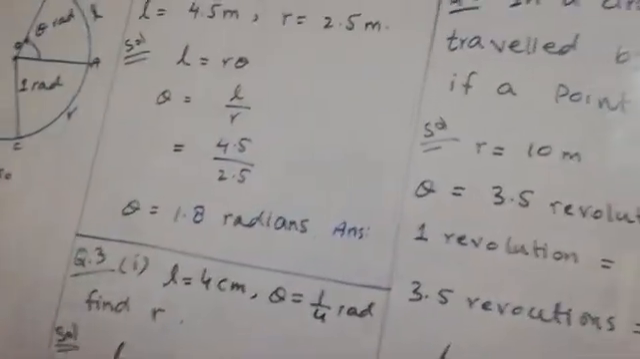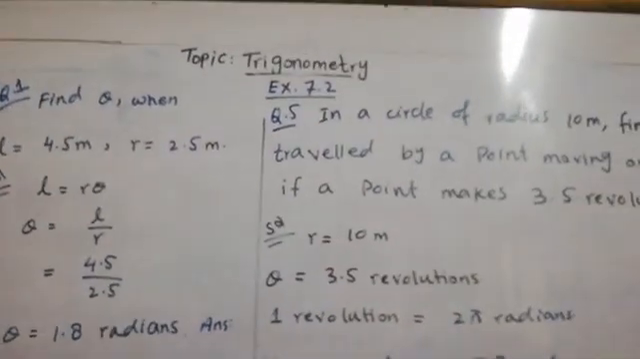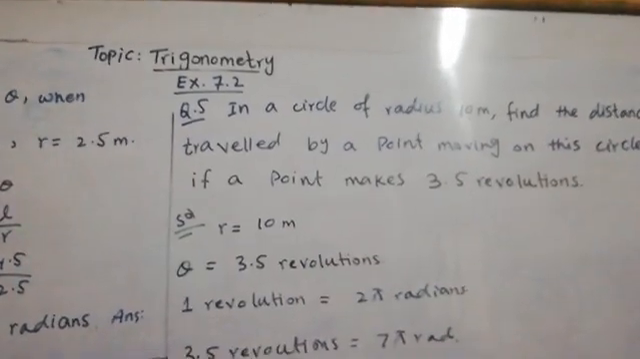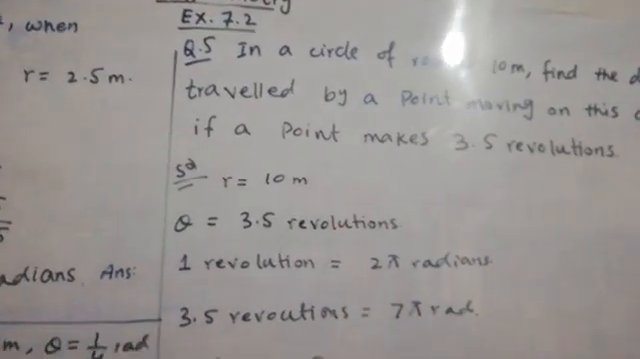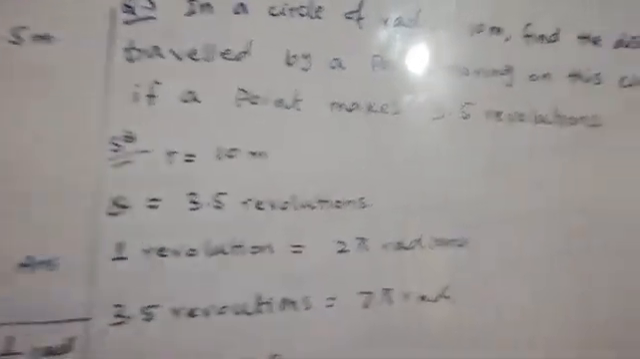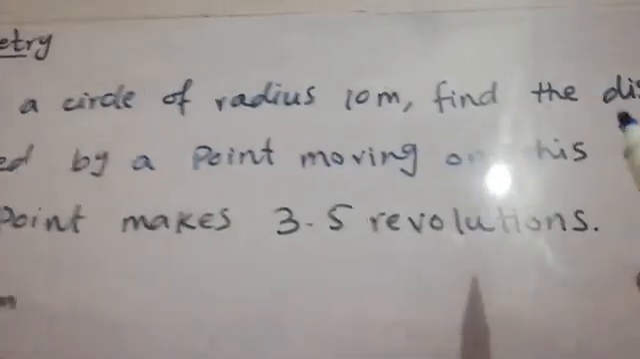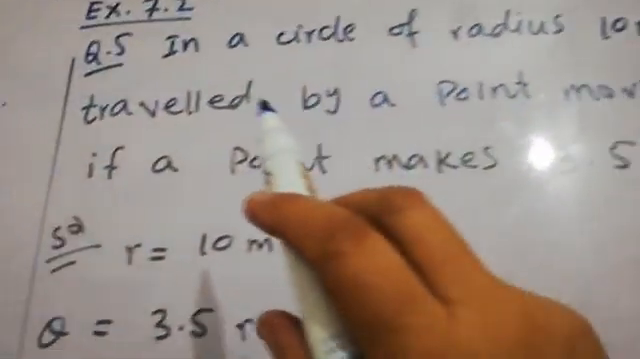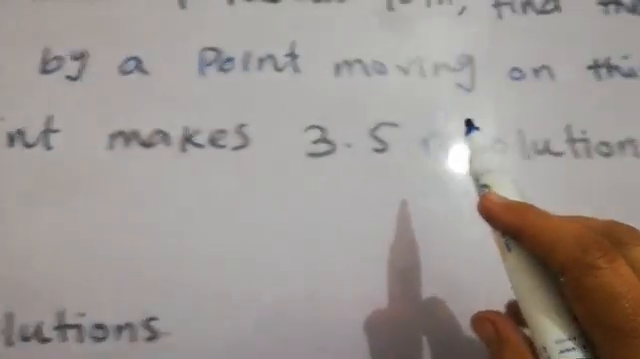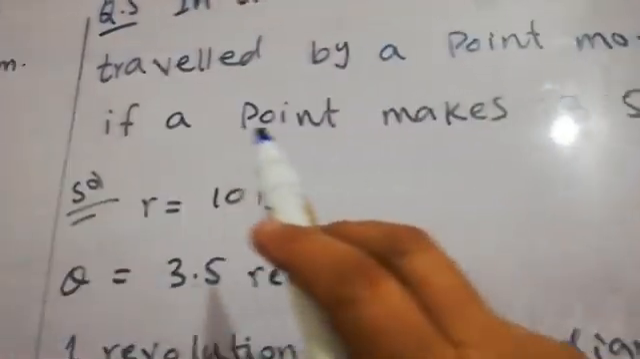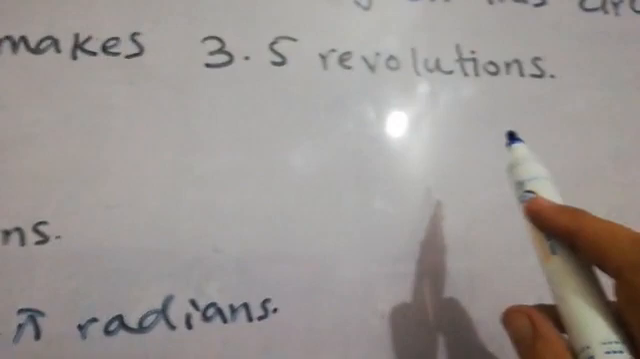Now move to question number 5. Yes student, this is a very important question. This question is: in a circle of radius 10 meters, find the distance traveled by a point moving on this circle if a point makes 3.5 revolutions.